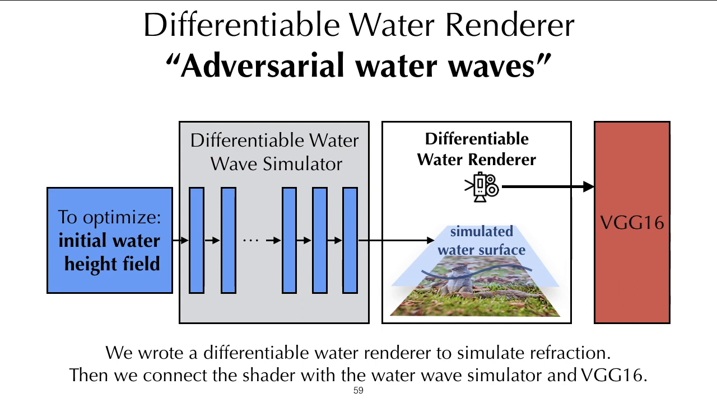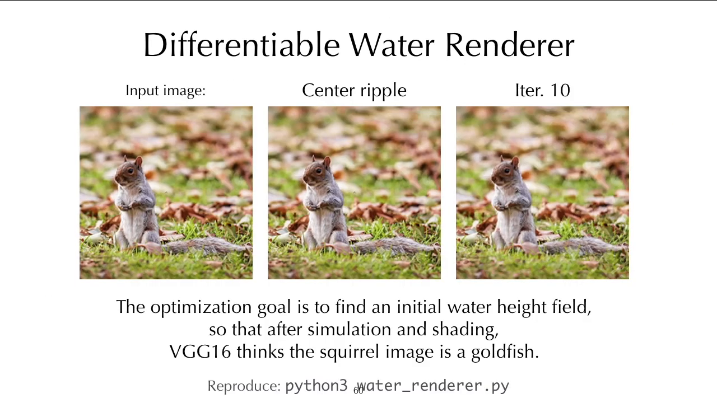Oh, this is my favorite one. We are combining the differentiable water wave simulator with a differentiable water renderer, and then we feed the simulated and rendered result into VGG16. This allows us to generate a water wave that somehow refracts the background image into something that can fool VGG. Let's check out the results.